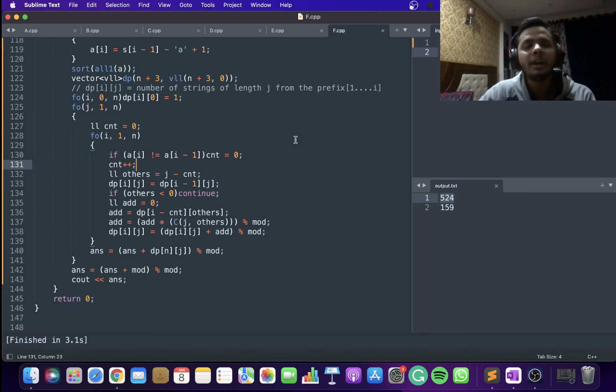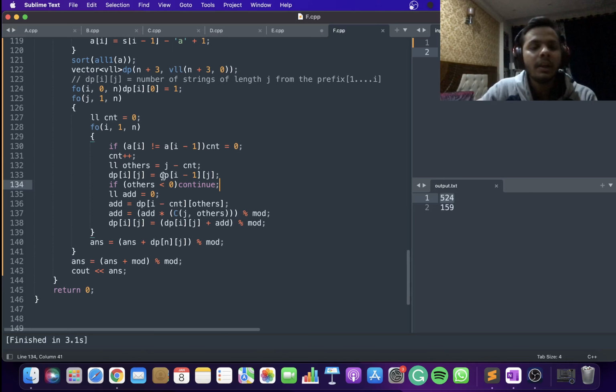It's not hard to see how we can maintain count. If a of I is not equal to a of I minus 1, then I set count equal to 0. Otherwise I just increment count, right? And the number of the other characters will be j minus count, right? So first of all, dp ij will be dp of I minus 1, j. Also, if others is less than 0, then it doesn't make any sense because j minus count is becoming less than 0, so we can just continue. Otherwise, we will figure out what we have to add.